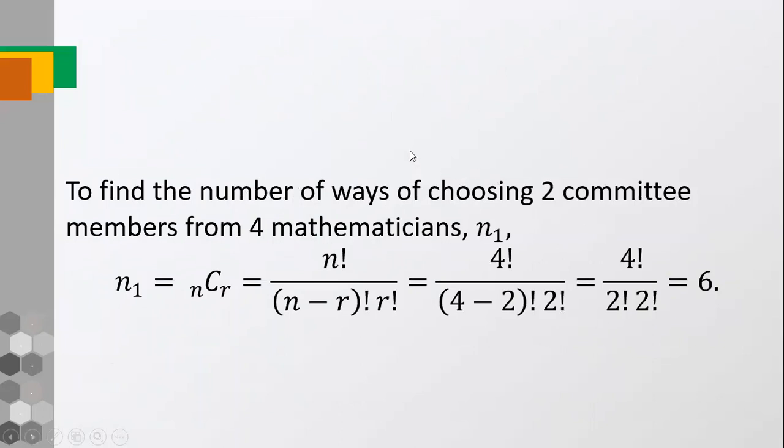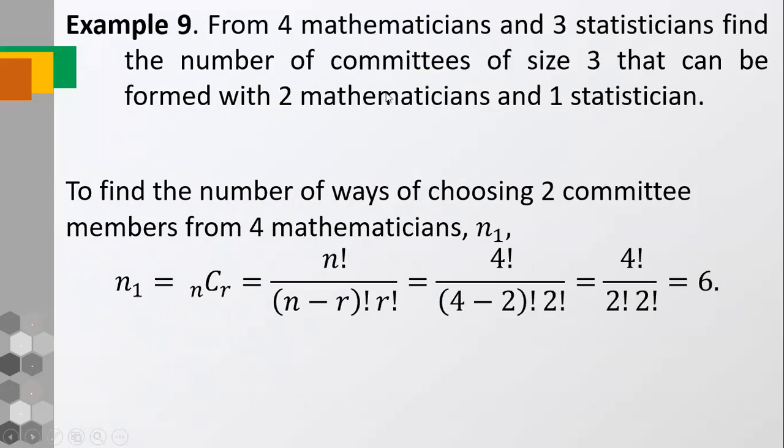To find the number of ways of choosing 2 committee members from 4 mathematicians, we will use n sub 1. So n sub 1 will be 4 combination 2. So that is 4 factorial over 4 minus 2 factorial times 2 factorial. So that is 4 factorial over 2 factorial times 2 factorial. So this will be equal to 6.